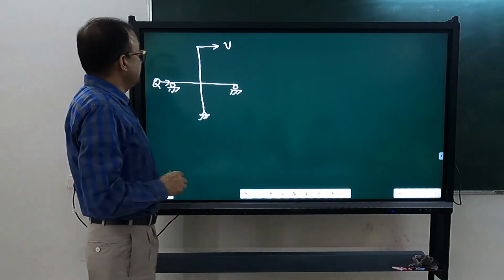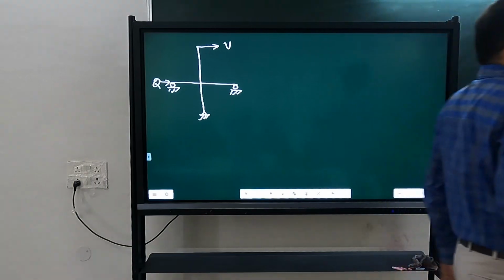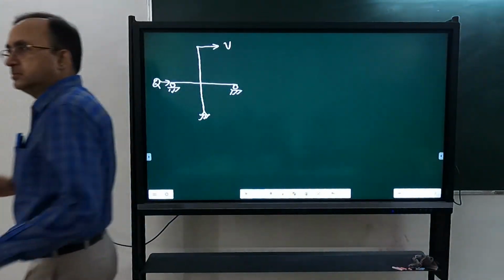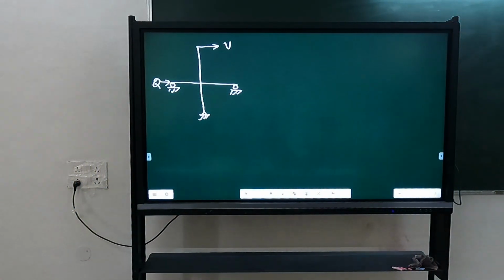Okay, the question is whether this assembly is anti-symmetric or not. What do you think? For anti-symmetry, what was the condition? You plot the deformation, how it is going to deform. Okay, you can consider this in the whole building also.